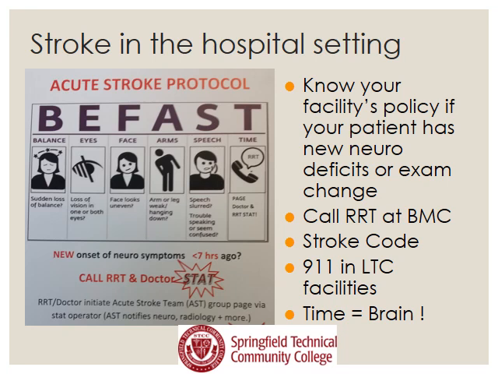If your patient is in the hospital setting and you're concerned that they're having a stroke, know your hospital's facility protocol. If your patient has new neurodeficits or any change in their exam. This is a picture from Bay State Medical Center. It's their acute stroke protocol. They include the two items balance and eyes, because cerebellar strokes can cause difficulties in this area without having the typical droop or drift of a stroke in another area of the brain. And the plan is to call the rapid response team at Bay State Medical Center. If you're in a long-term care facility, you call 911. And remember, again, time is brain.